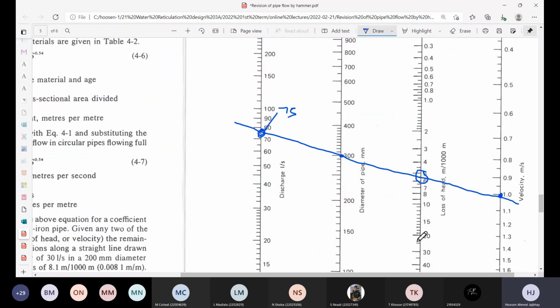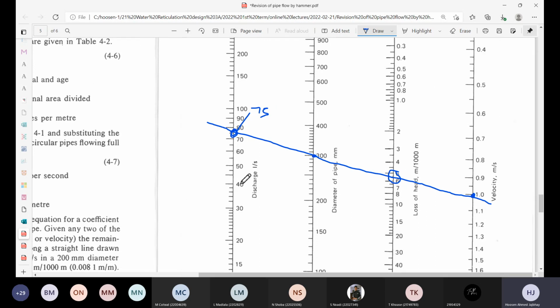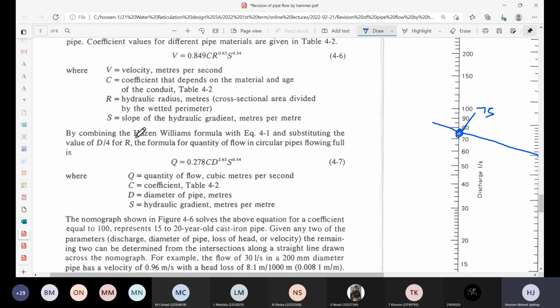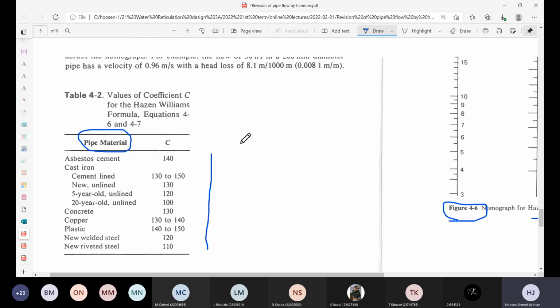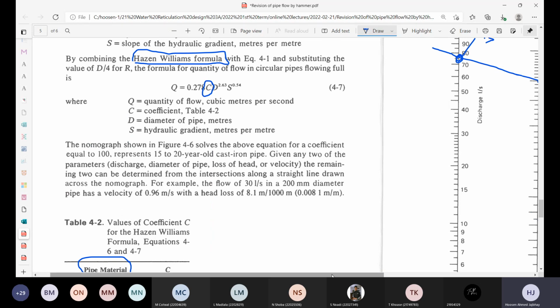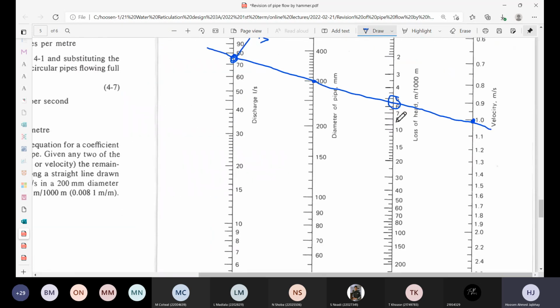Now, there's one qualifier in this whole nomograph. If you look at the Hazen-Williams formula, let's go back to it. You'll recall from yesterday's lecture that it has a C value, the coefficient C, and if you look in table 4.2, the various C values were given to you. It's dependent on the pipe material. So the Hazen-Williams equation is actually a function of the pipe material. Now, in this nomograph, you don't see the pipe material appearing as you read it off.